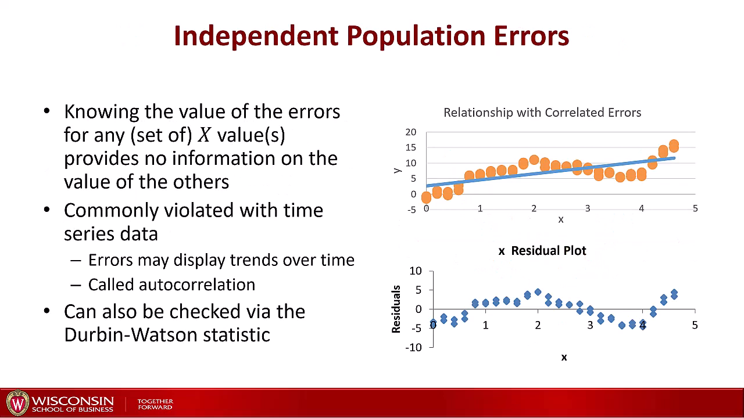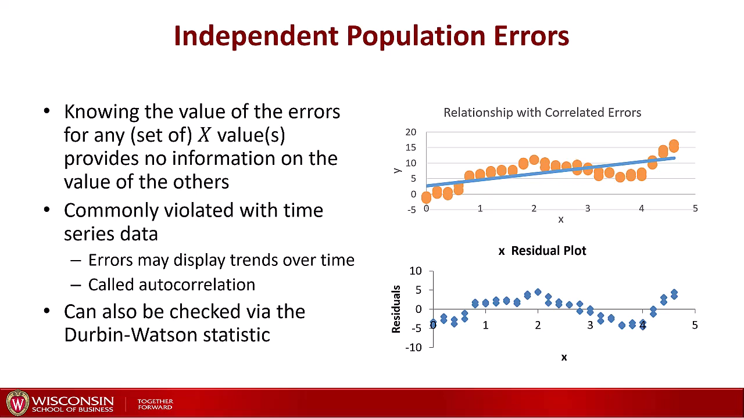Now let's look at the independence assumption. It says that knowing the value of the errors for any set of x values should provide no information about the values of the other errors. If we look at the graph on the right, we see that this is not the case. If I know that for some x the error is positive, so the point is above the blue line, we can guess that the errors on the right and on the left are also above the blue line.